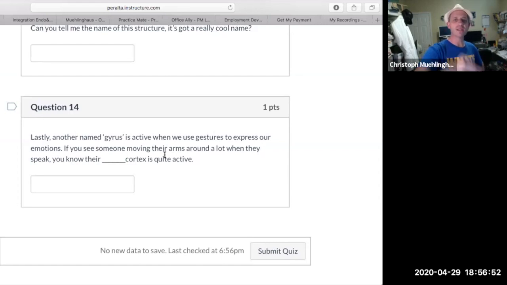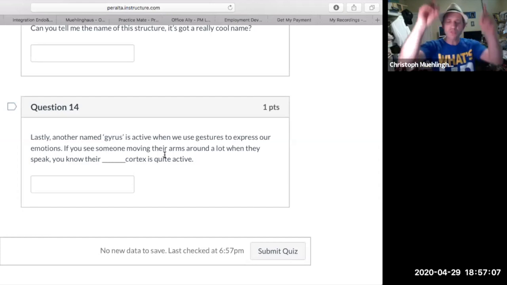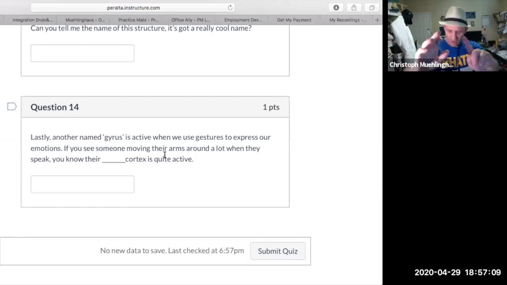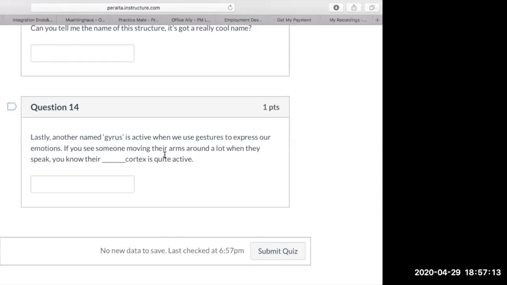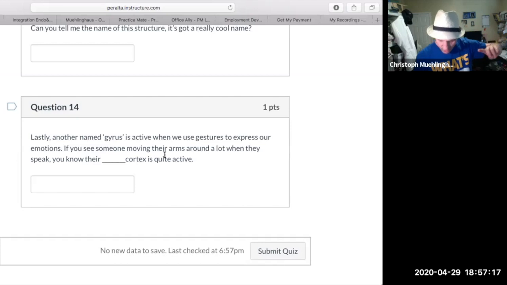Lastly, well, not lastly for us, another named gyrus is active when we use gestures to express our emotions. If you see someone moving their arms around a lot when they speak, you know their gyrus is quite active. Anybody who has not spoken yet, before I call people? Cesar, cingulate cortex. Cingulate cortex, good.